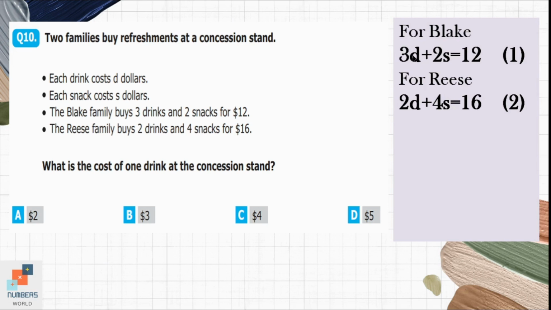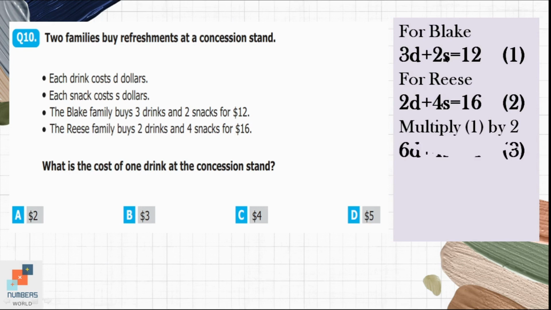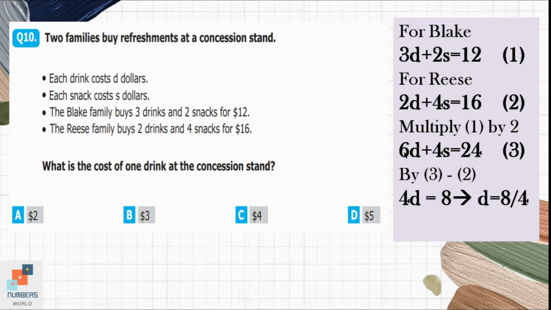So we will multiply our equation 1 by 2 to make the coefficients of s same. So the new equation is 3 2s are 6, 2 2s are 4 and 12 2s are 24. Now we are going to subtract our equation 2 out of equation 3. 4s is cancelled with 4s, 6d minus 2d is equal to 4d, and 24 minus 16 is 8.